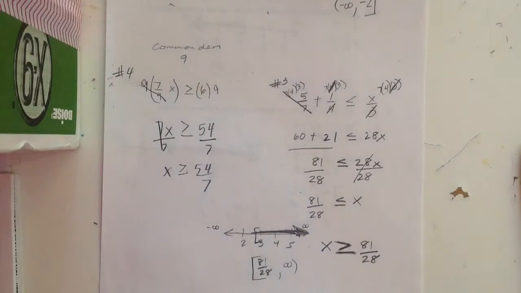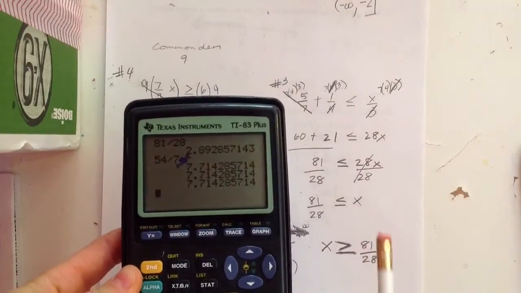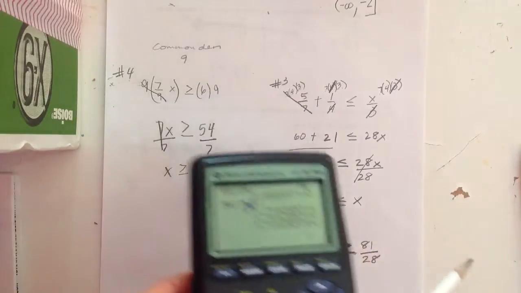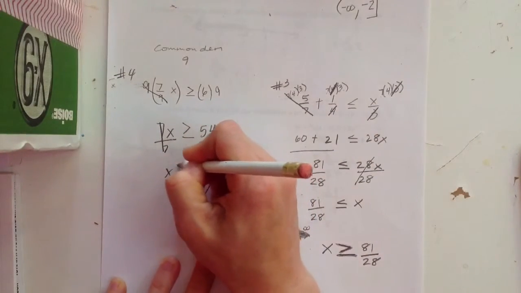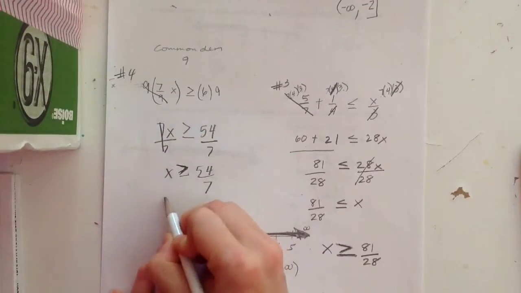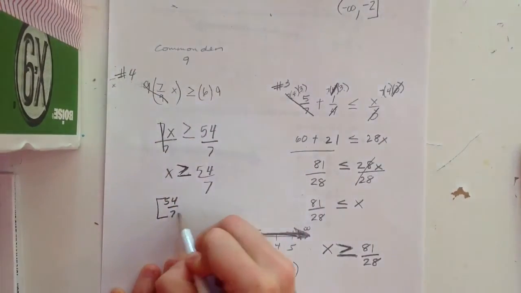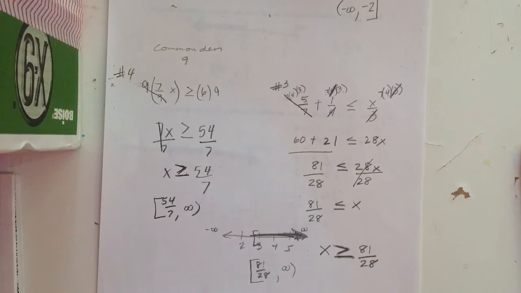This is in simplest form. I can't do anything with it. If I had 54 over 7 as a decimal, that's 7.7, so that's where it would be on the number line. I'm going to show you an interval notation without doing a graph. This is pointing to the right side, so I'm going to have a bracket, because there's a line underneath it, at 54 over 7, and I'm going all the way to positive infinity. And remember, your positive infinity and negative infinities always have parentheses.